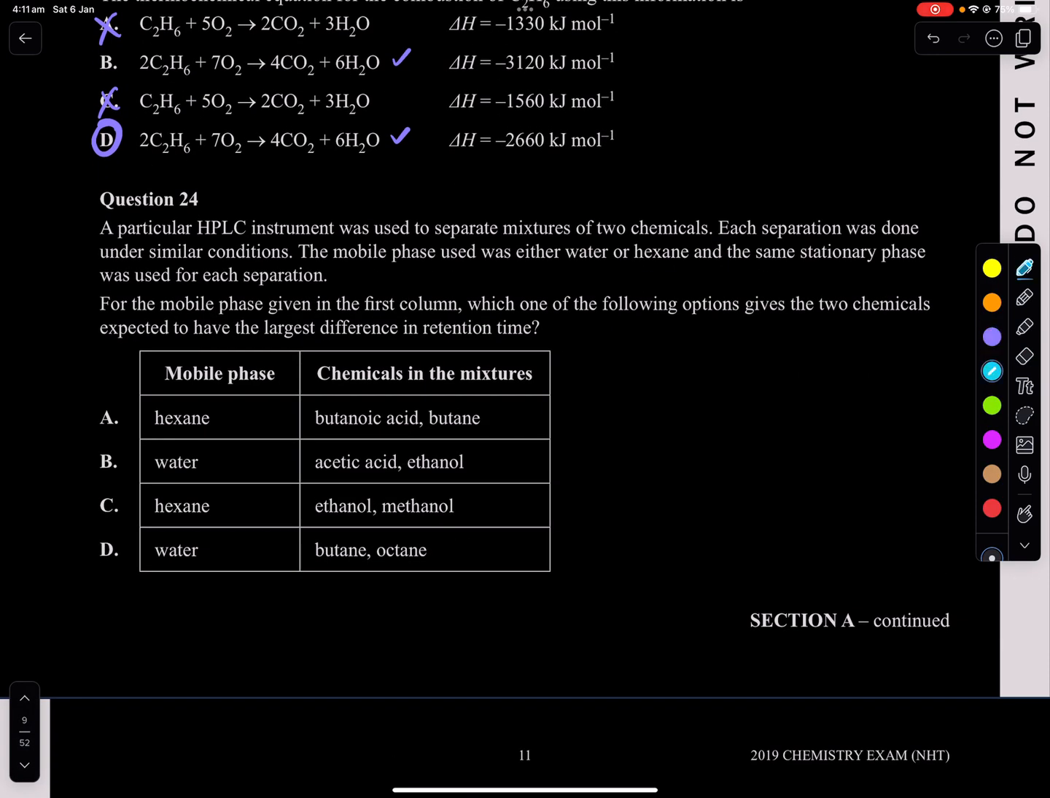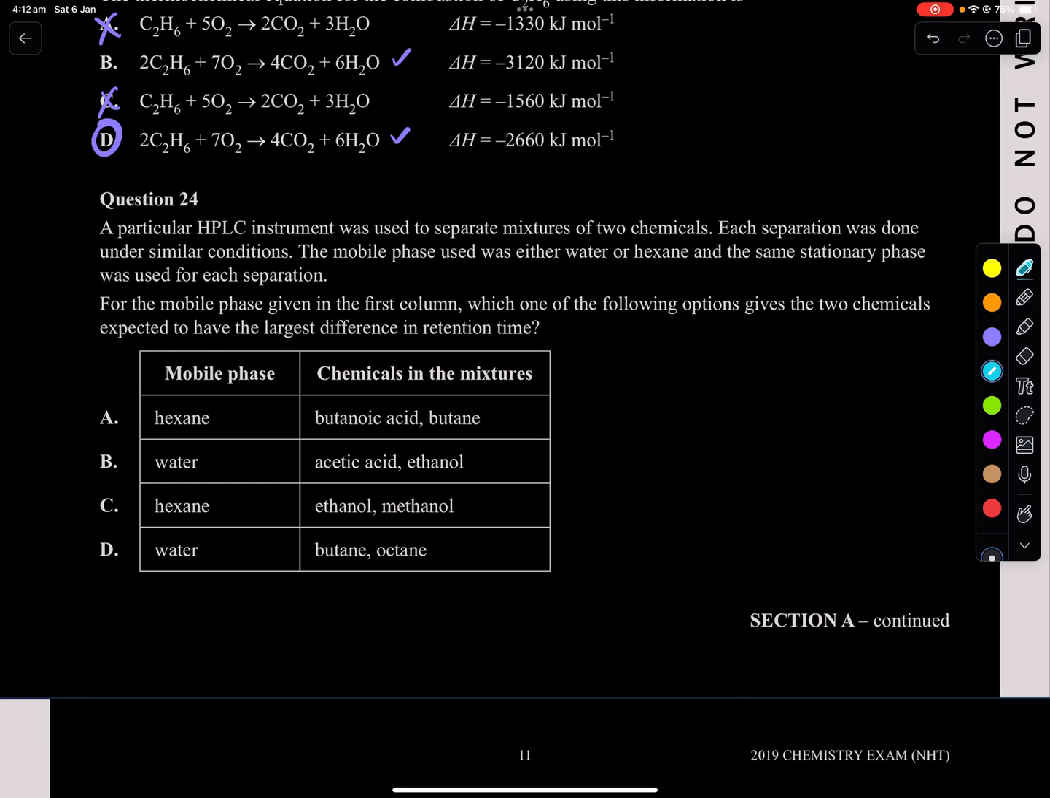Question 24. Okay. So it says, a particular HPLC instrument was used to separate mixtures of 2 chemicals. Each separation was done under similar conditions. The mobile phase used was either water or hexane, and the same stationary phase was used for each separation. For the mobile phase given in the first column, which of the following options gives the 2 chemicals expected to have the largest difference in the retention time?